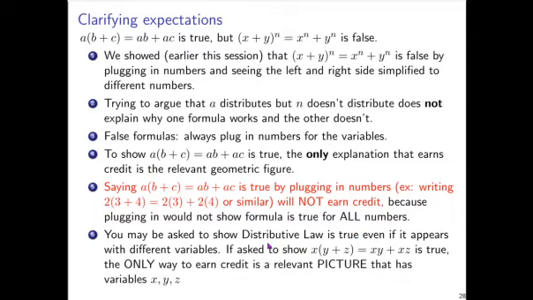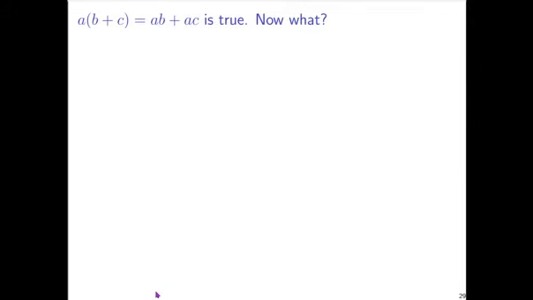Now, you may be asked to show that this distributive law is true even if it appears with different variables. So don't memorize this just using the letters A, B, C. Maybe it'll say x times quantity y plus z equals xy plus xz. If so, you should draw a relevant picture. That picture should have the variables x, y, and z appear.